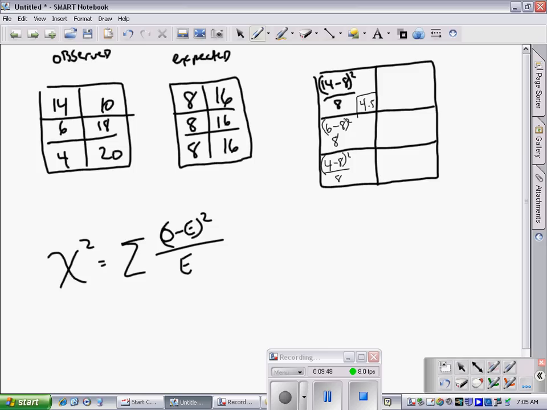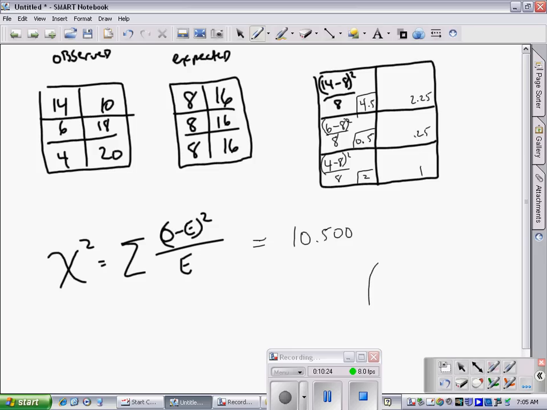6 minus 8 squared, that's negative 2. Squared is 4. Divided by 8, it's 0.5. 4 minus 8 is negative 4, squared 16, divided by 8. That cell works out to be 2. And you're going to do that for each cell. These other ones turn out to be 2.25, 0.25, and 1. Then, as the formula says, I add up all those numbers to get my chi-squared test statistic of 10.5.